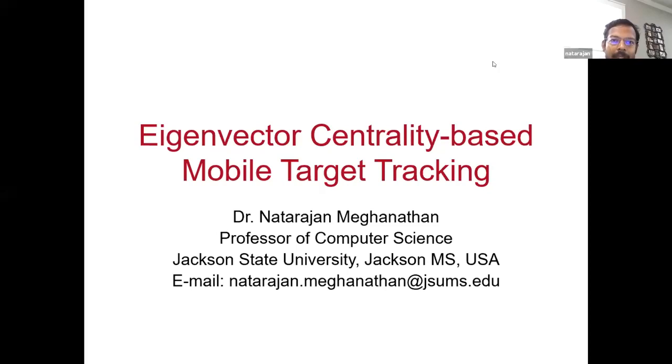Good afternoon, everyone. I'm Natarajan Meghanathan from Jackson State University in Mississippi. The talk today is going to be on trying to track a mobile target moving around a wireless sensor network using Eigenvector Centrality. So this topic kind of combines ideas from sensor networks and also network science, which is a graph theory based area.